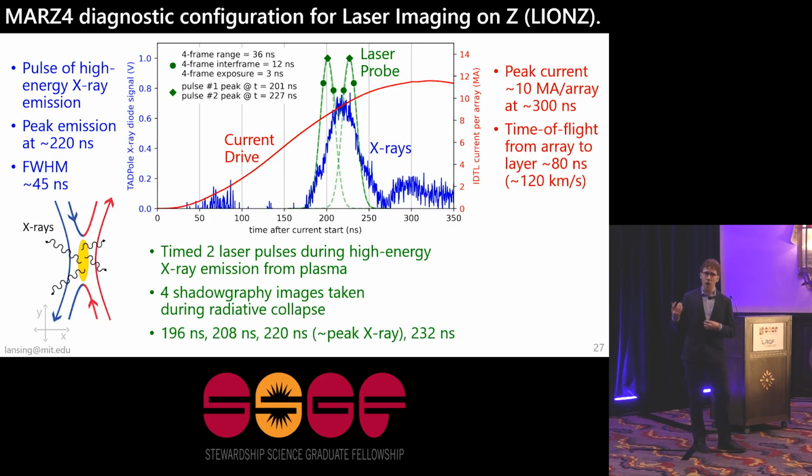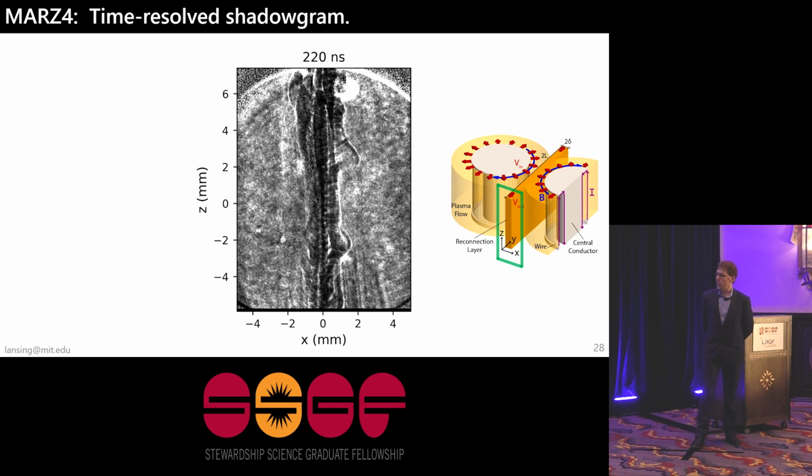The 4 green dots that you see on that screen are the 4 points in time that we collected shadowgraphic images of our reconnection layer. And again, this was intended to measure the effects of radiative collapse because this is coinciding with that radiative emission. So first, I'll show you one of the 4 images that we collected on this experiment. And again, to orient you, you can see on the right our load hardware geometry. So we're looking at our reconnection layer from the side.